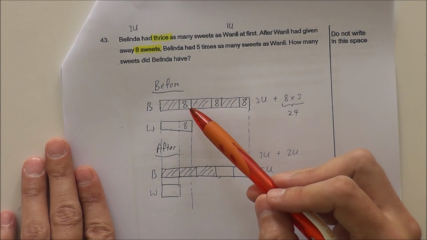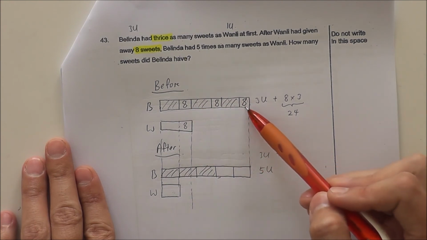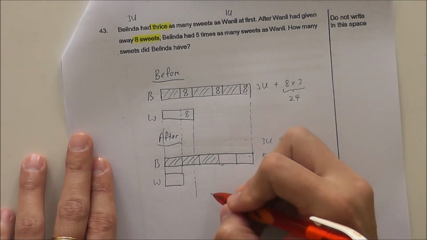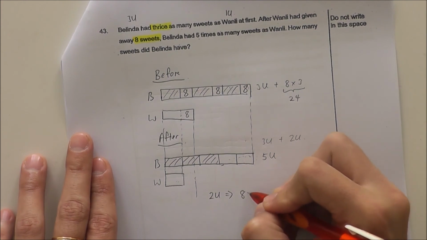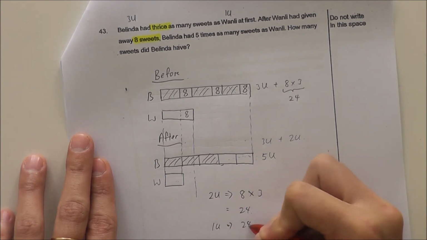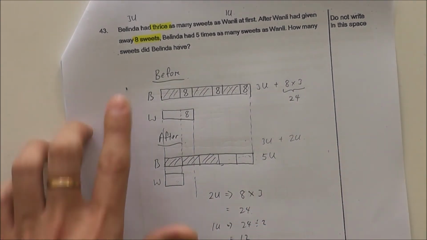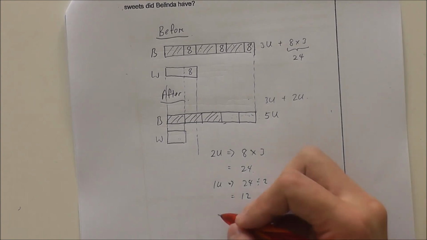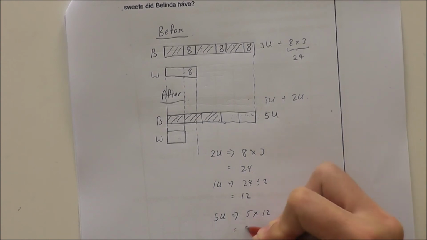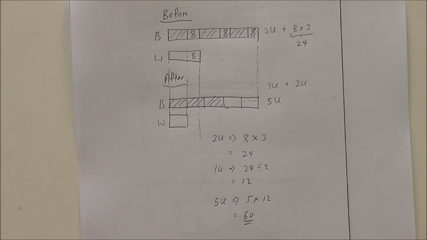Then you look at before, there's still 8 times 3. So this 8 times 3 will be the same as these 2 remaining units here. So what we can see here is that 2 units will give us 8 times 3, that will be 24. So 1 unit, I will have 24 divided by 2, 12. Okay, so how many sweets did Belinda have? Belinda has altogether 1, 2, 3, 4, 5 units of sweets. So to solve the problem, I need to find 5 units. So that will be 5 times 12, 60 is the answer.